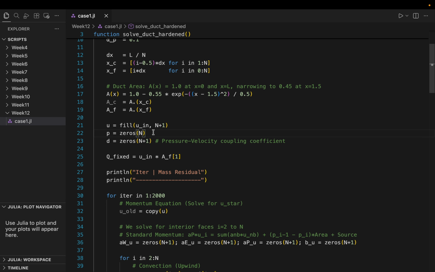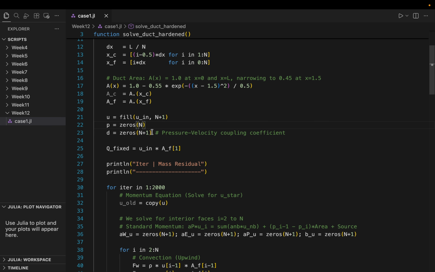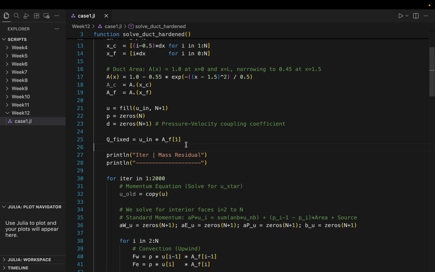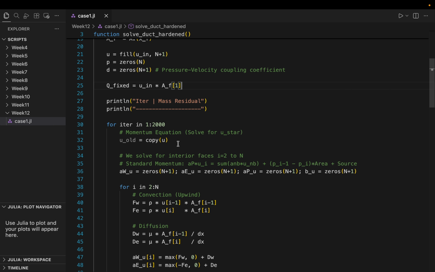P I've assumed to be 0 everywhere. There is no pressure gradient, but that keeps developing as the iterations go on. D is the coefficient that we'll use in the pressure correction equation. So we have u prime equal to minus d times delta p and so on. So d is that coefficient term. Q is the volume flow rate that is fixed in this particular problem. And these are the SIMPLE iteration steps.